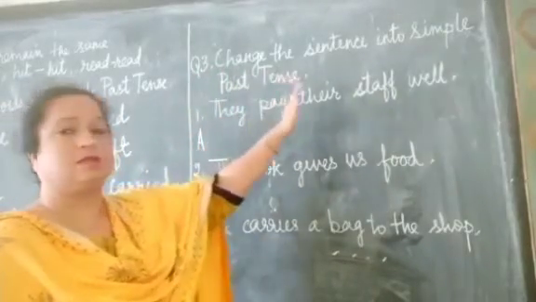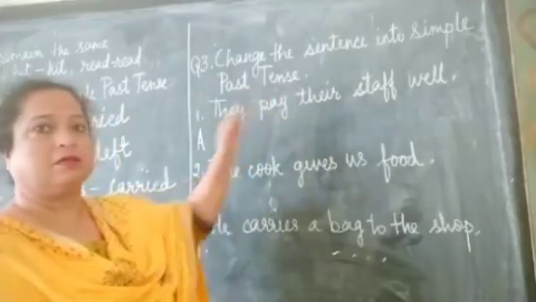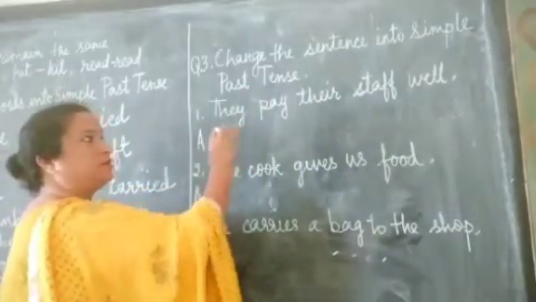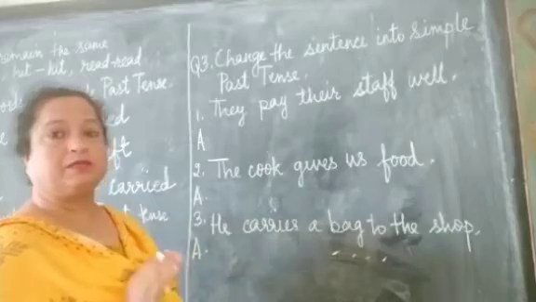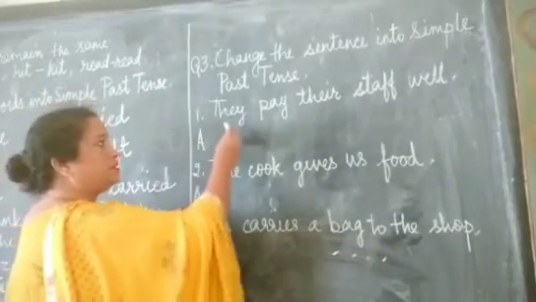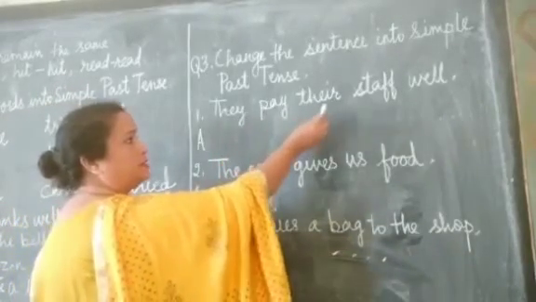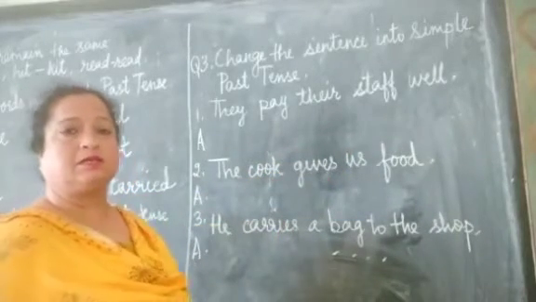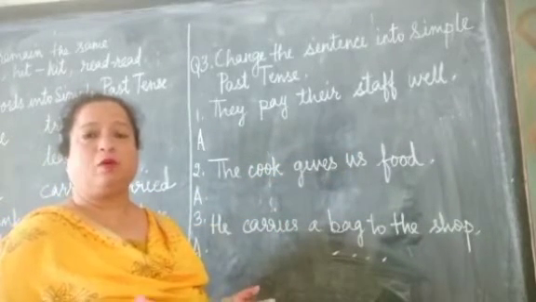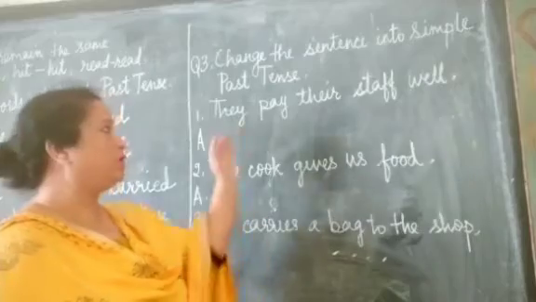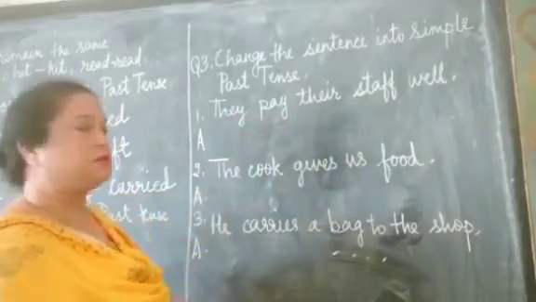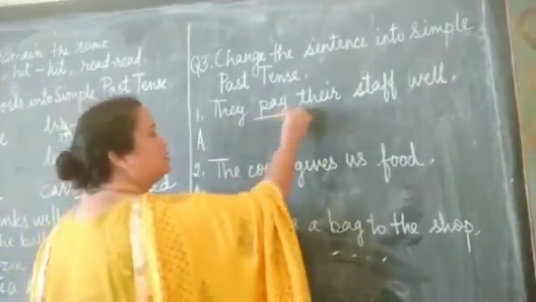Change the sentences into the simple past tense. So when we have the sentences here, they are all in the simple present tense. Let us have a look at the sentence. They pay their staff well. So in this sentence, we need to change the helping verb or the main verb. But we have only the main verb in this sentence. And what is it? It is pay.